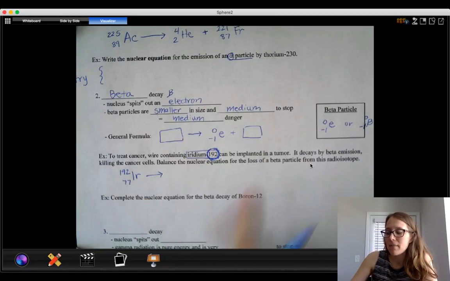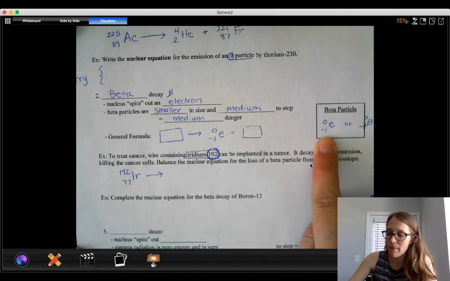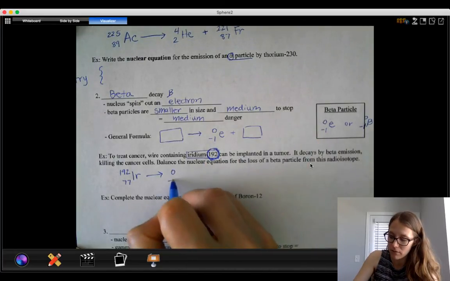This is going to decay. It's going to lose a beta particle. So I'm going to write my formula for the beta particle, 0, -1e.